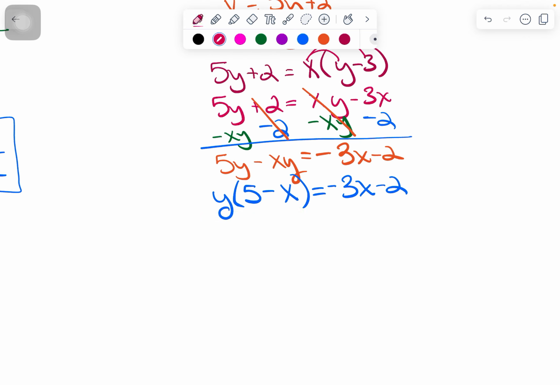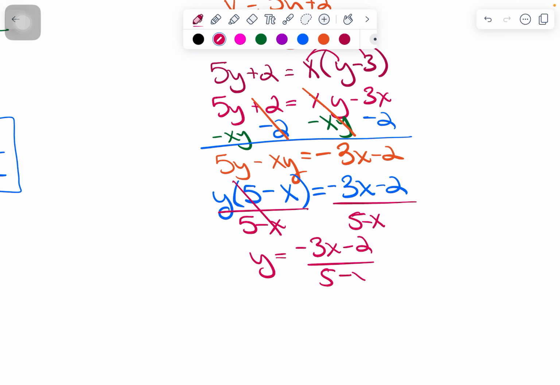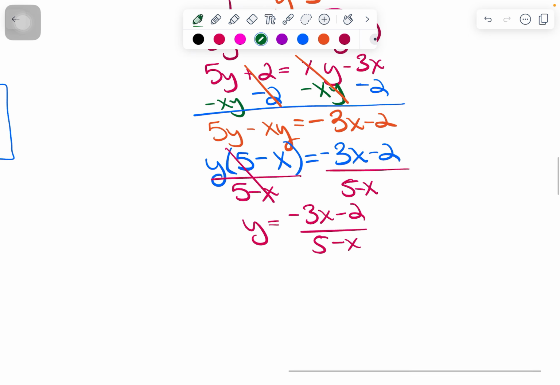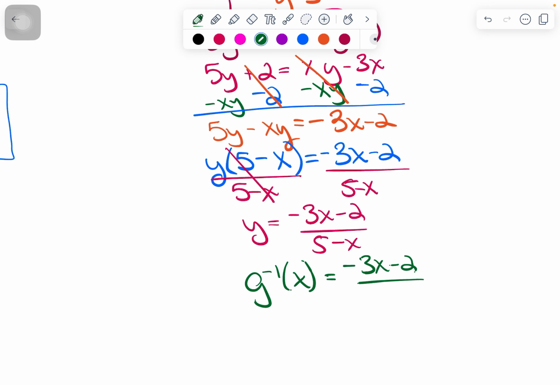So of course, we're going to divide by 5 minus x here and divide by 5 minus x there. So 5 minus x over 5 minus x, that's gone. Y is equal to negative 3x minus 2 over 5 minus x. And the last thing I'm going to do here is remind myself what this function was. It was g of x. So g inverse of x is equal to negative 3x minus 2 all over 5 minus x.